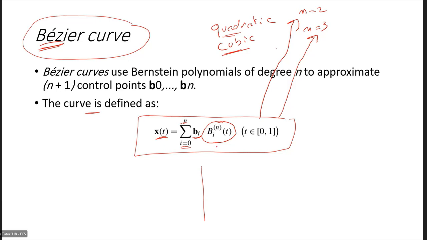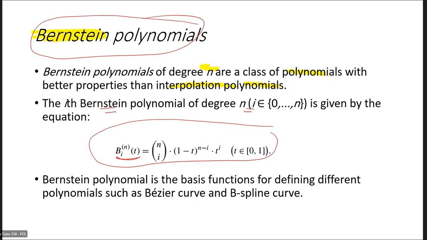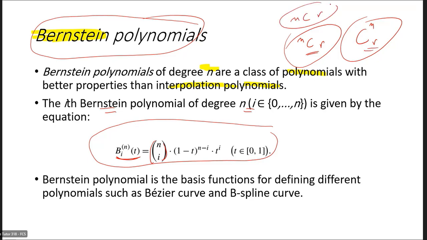What does it mean? So b_i,n of t is this one. How to calculate it? Here we have n choose i. We can use the combination in statistics, you know, nCr, or C r like this. This is the combination, so we say n choose r. We can use this notation, or this notation, or nCr like this. So we have many notations for the combination.